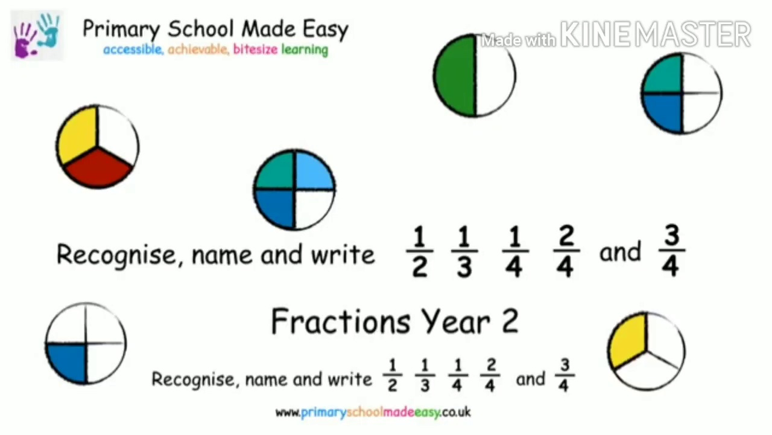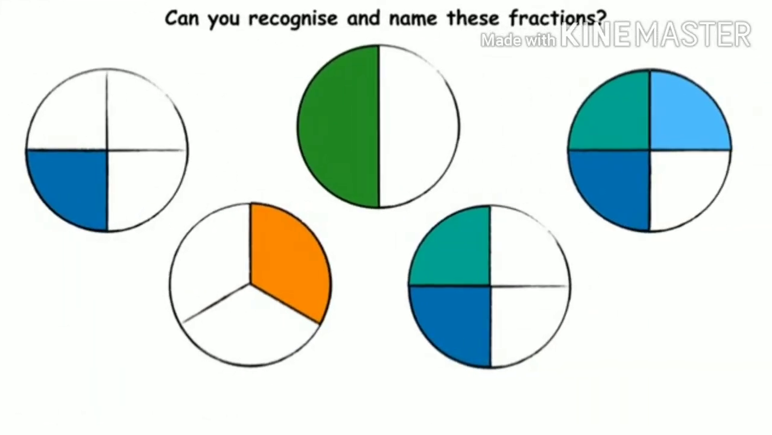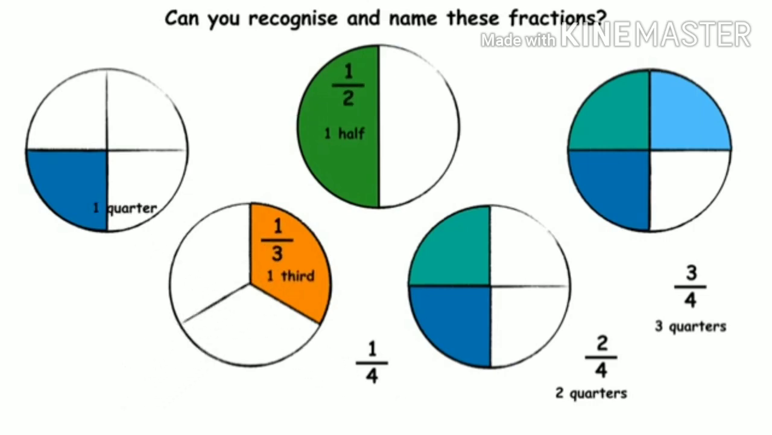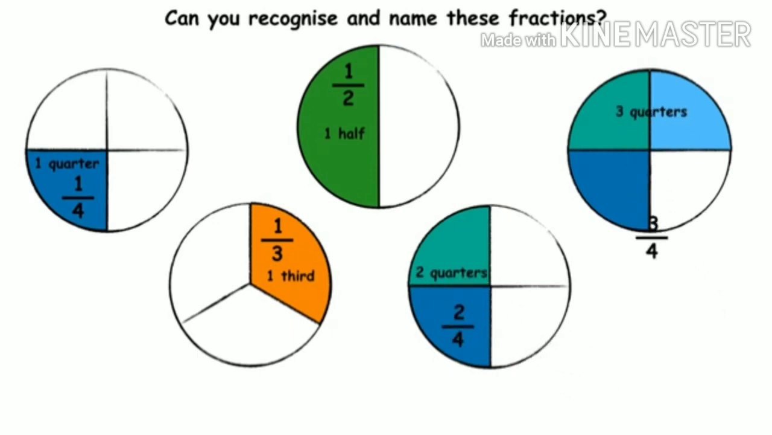Recognise, name and write half, third, quarter, 2/4 and 3/4. Fractions for year 2. Can you recognise and name these fractions? Which one is 1/2? Which one is 1/3? Which one is 1/4? Which one is 2/4? And which one is 3/4? This is 1/2. This is 1/3. This is 1/4. This is 2/4. And this is 3/4. But how do we know?